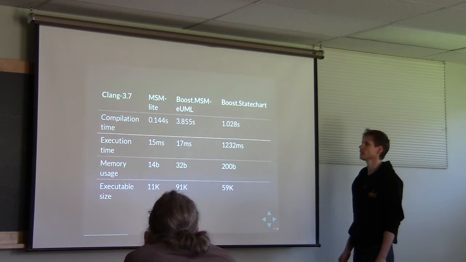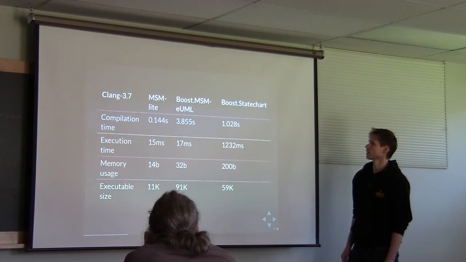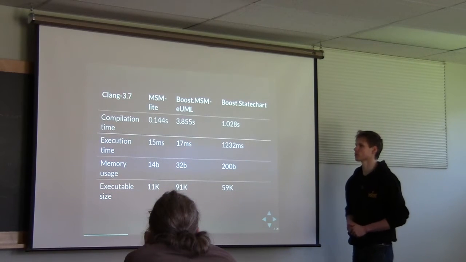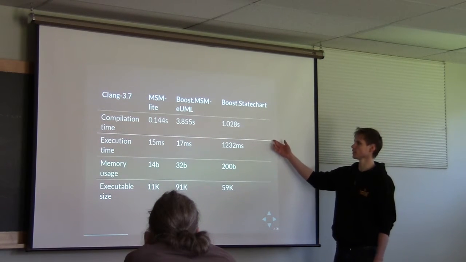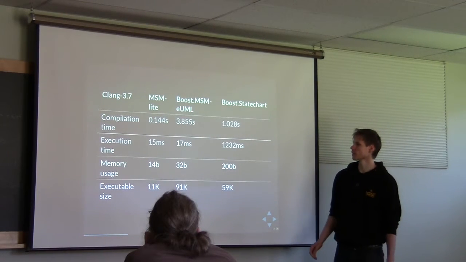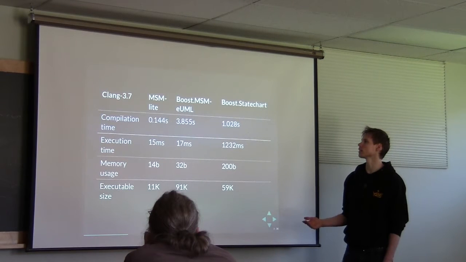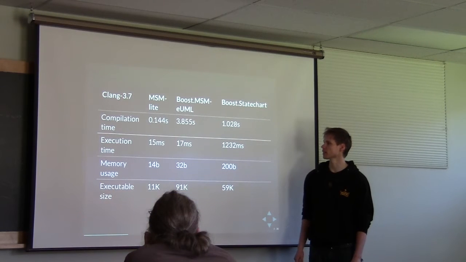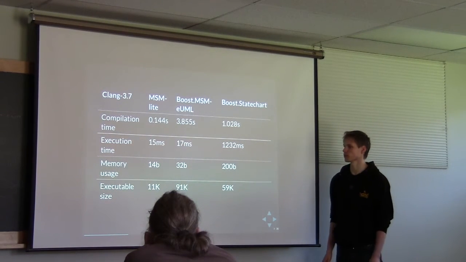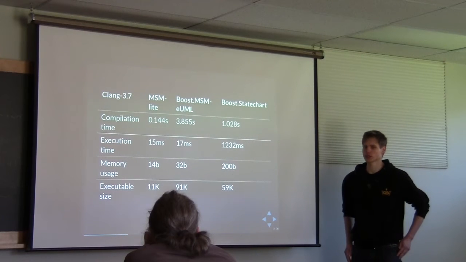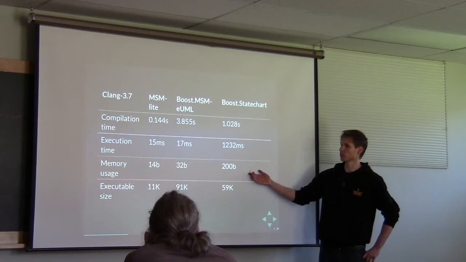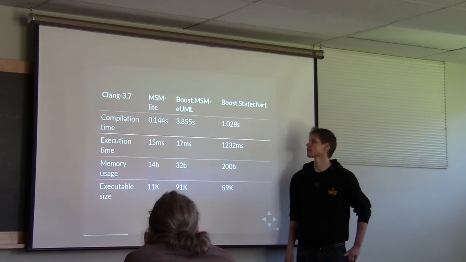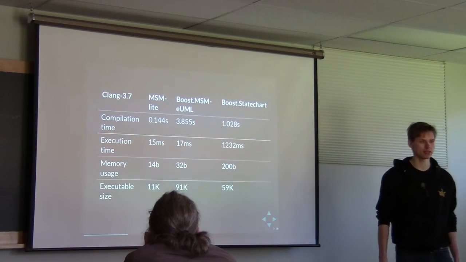So the main thing is the compilation time, which I try to improve. You can already see that MSM-eUML is not as fast as it could be in comparison to MSM-lite. Statechart is reasonable. For execution time, because MSM and MSM-lite are based on the dispatch table, which we'll look into a bit later, they are quite fast in comparison to Statechart, which is a bit slow, and therefore it's not really reasonable to use in embedded systems. As well, it uses more memory. However, MSM produces a big executable size, and compile is slow. So that's the main thing I tried to improve.